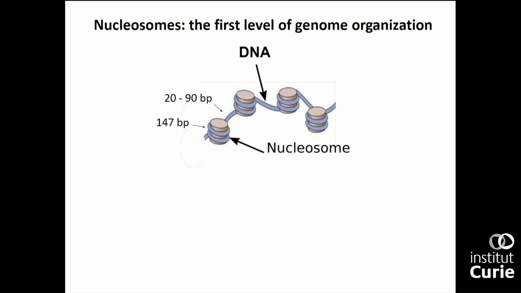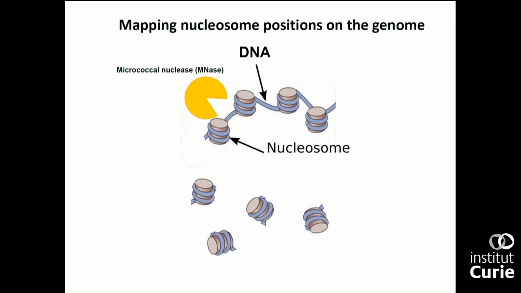It can vary between organisms. It can even vary within an organism. It can vary in different cell types. But usually it's between 20 and 90 base pairs, where around the nucleosome you have 147 base pairs, always. So how to know where nucleosomes are on the genome? For this, there is an enzymatic way to know. You use MNase, micrococcal nuclease, which is an enzyme which eats DNA, but only if it's not wrapped onto a nucleosome. So only this DNA is eaten, and you end up with mononucleosomes.